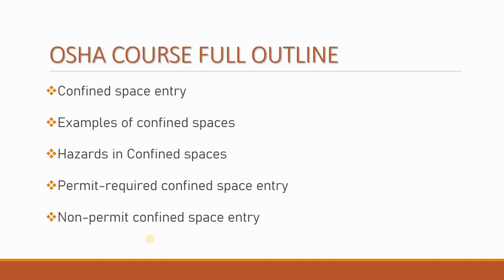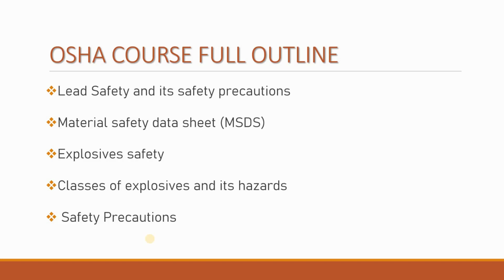Then we will decide whether the work is a permit-required confined space entry or a non-permit confined space entry. So there are basically 2 types of confined space entries. One is the permit one and the next one is the non-permit one. A permit is basically issued by safety officers. We'll cover how to issue it and what a permit basically is. We will discuss this as well. Then lastly we will see what lead safety is and its precautions, and the material safety data sheet. This is also an advanced topic.